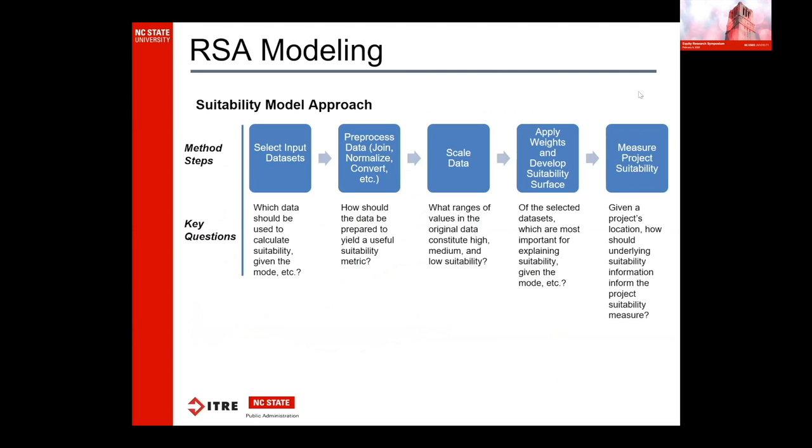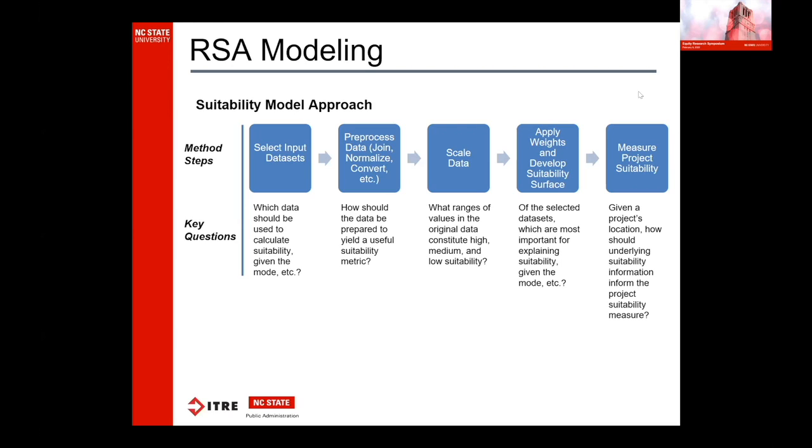There are several steps and questions that need to be answered at each of those steps when conducting raster suitability analysis. The first is just to select which input data sets you're going to use. So what data is really important for answering this question that we have? Second, we need to pre-process the data often to get it into a spatial format that can be used in this sort of geospatial analysis. Third, we need to scale the data to get it into a uniform scale that can be used in suitability analysis. Often means defining high, medium, and low suitability categories and binning our data into those categories.